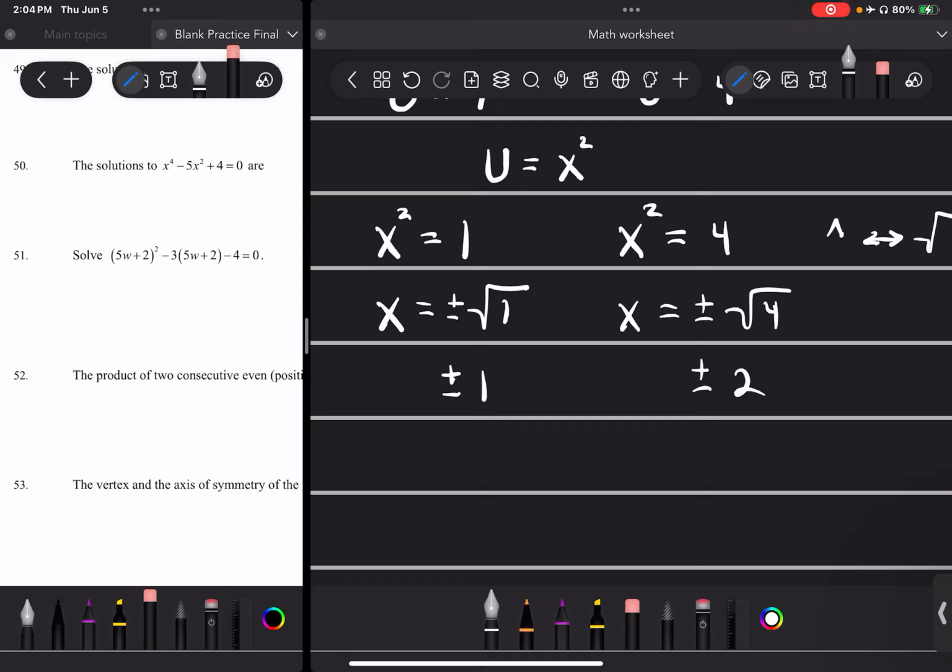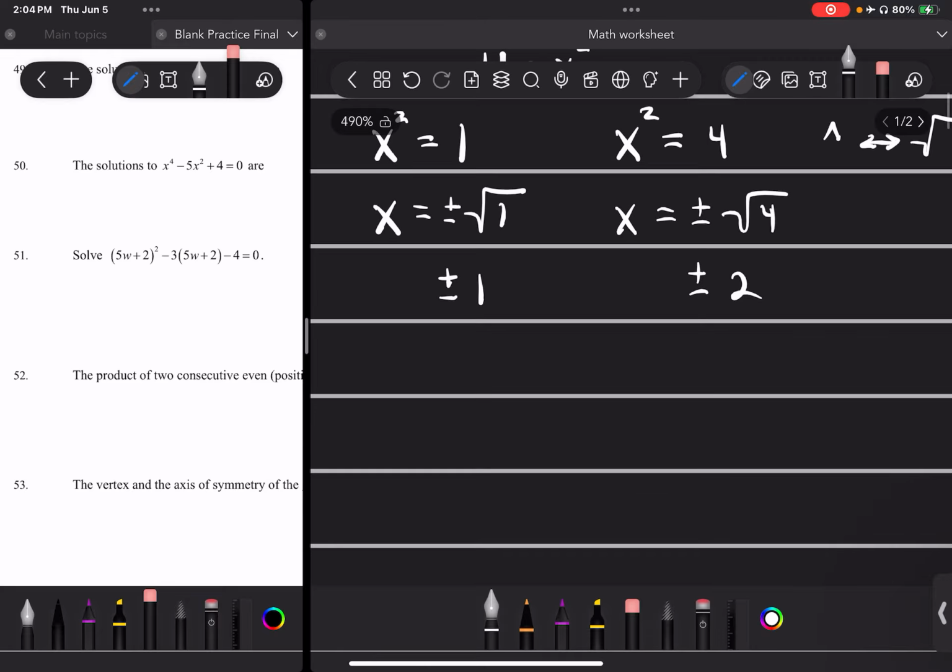This particular question lists a number of answers, so we're just going to put them in order: -2, -1, +1, +2, and that is what x can be. Any one of these 4 numbers, we will get our answer.